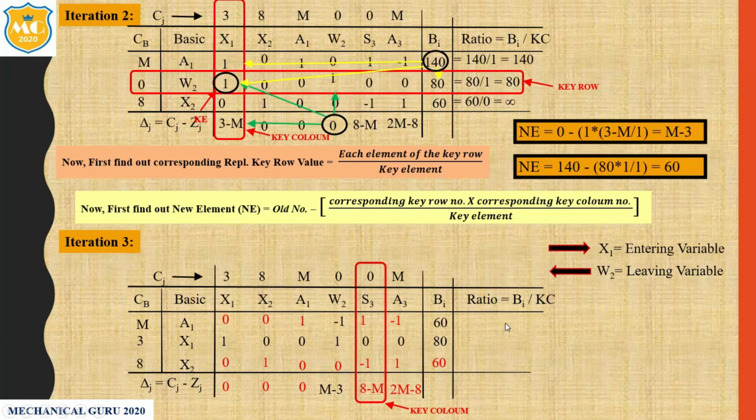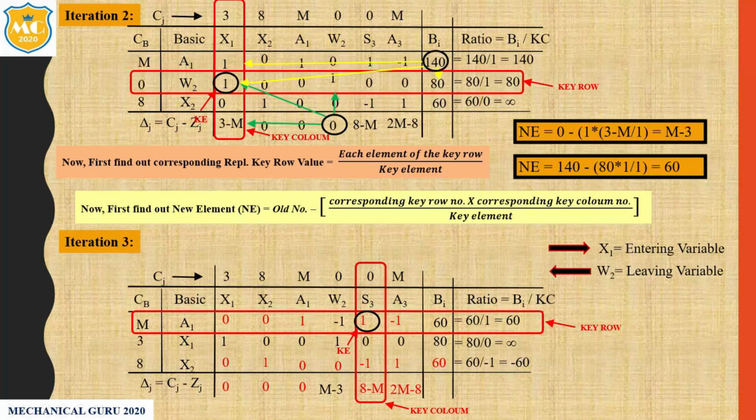Now find out the ratio. So 60 divided by 1, 60; 80 divided by 0, infinity; 60 divided by 1, so here minus 60. Now in the ratio we have to choose the minimum positive number, so here only one minimum positive number, so this is our key row and this is our key element. Clear? So here iteration 3 is completed.